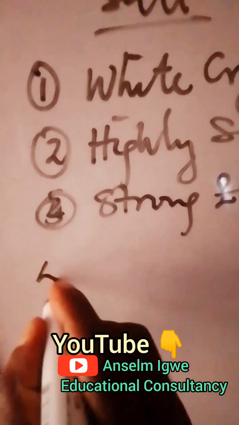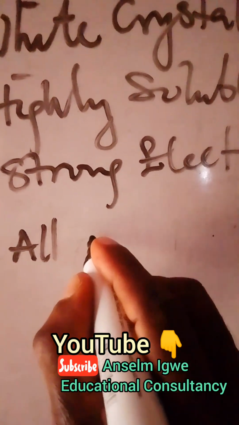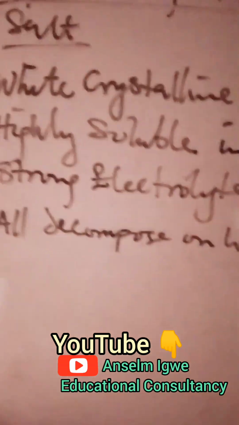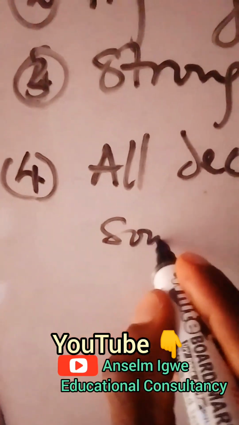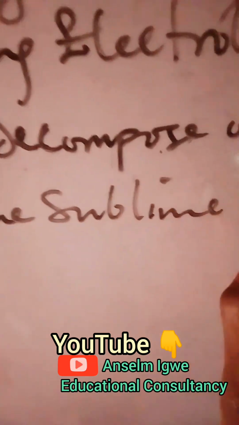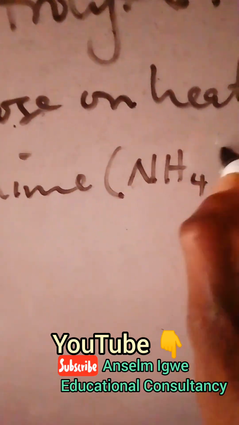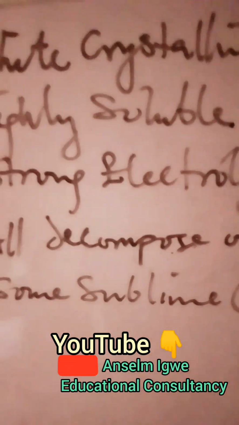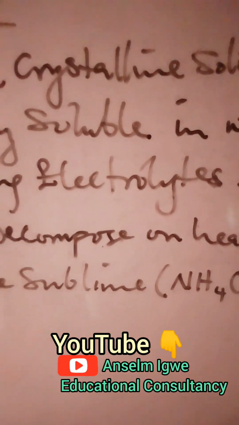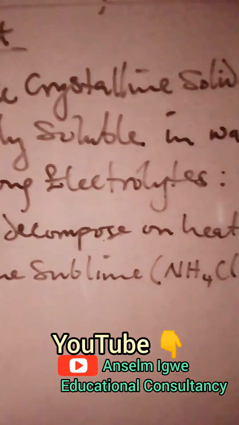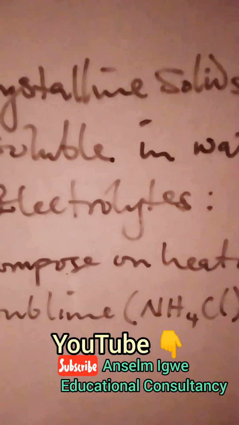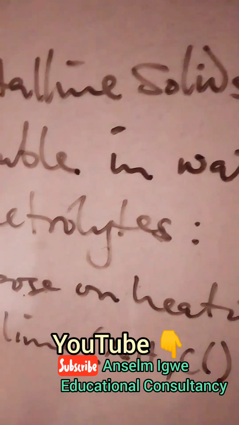Number four, all decompose on heating. All kinds of ammonium salts decompose on heating. Some sublime. Example, ammonium chloride sublimes on heating to form ammonia and hydrogen chloride. So when you heat an ammonium salt, it will decompose on heating. It will break into its respective components. It may not likely be ions on heating.